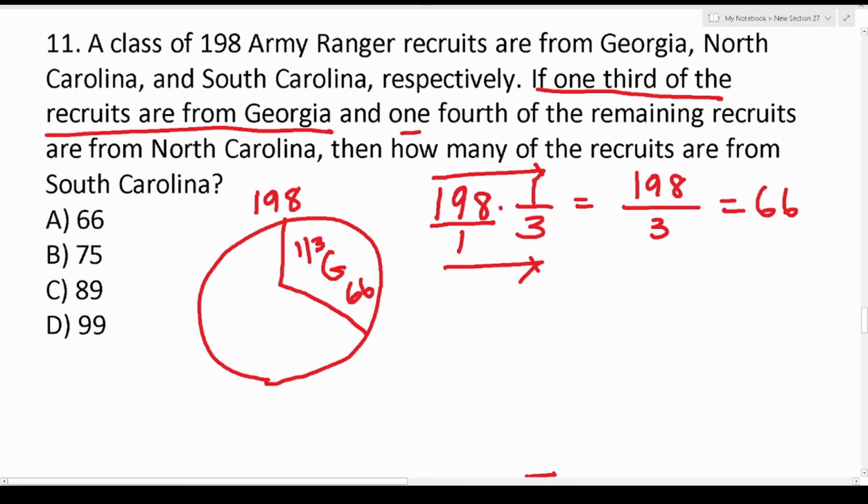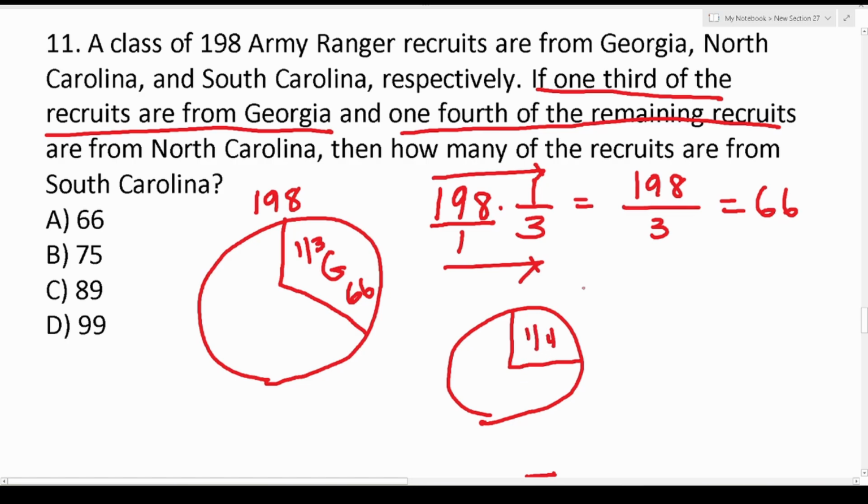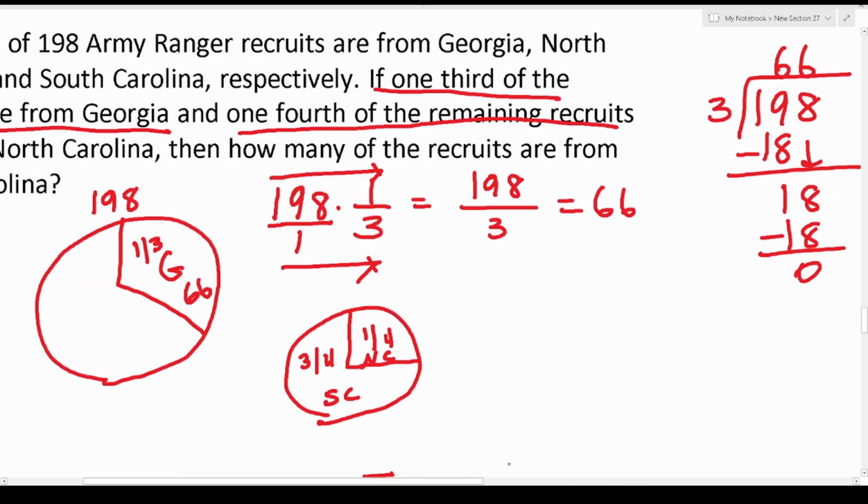According to the problem, we know 1/4 of the remaining recruits are from North Carolina. Okay? So again, let's disregard this big circle and make a smaller circle that's just in regard to North Carolina and South Carolina. Again, according to the problem, 1/4 of the remaining recruits are from North Carolina, which means 3/4 of the other recruits are from South Carolina. Okay? We have to figure out how many of the recruits this is.